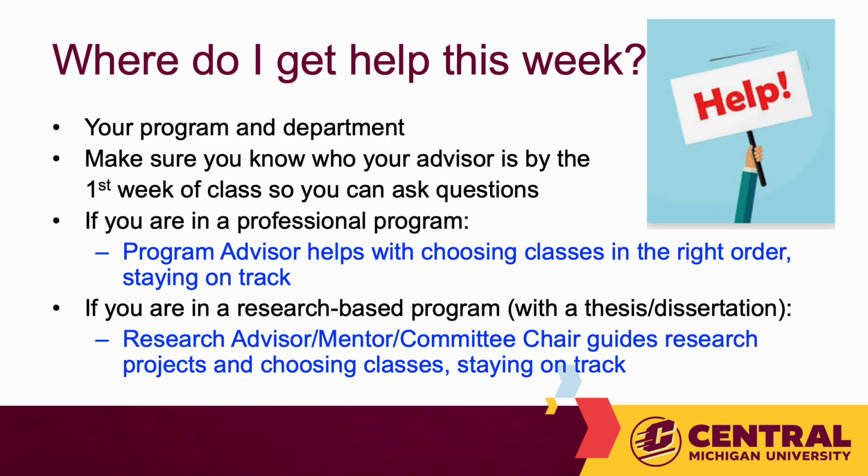If you're in a professional program, your advisor is probably someone called a program advisor. They help with choosing classes, making sure you're taking them in the right order, staying on track, and can help guide you to lots of resources on campus. If you're in a research-based program, which means you're going to be doing a thesis or dissertation, you probably have a research advisor, a mentor, or a committee chair. They go by many different names, and they're going to help guide your research project as well as help you choose classes and stay on track generally.